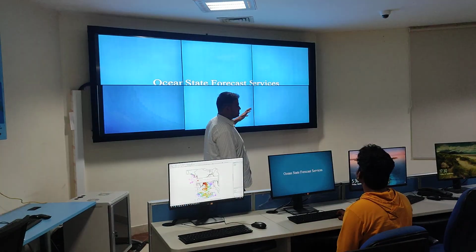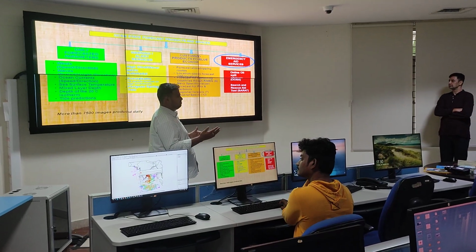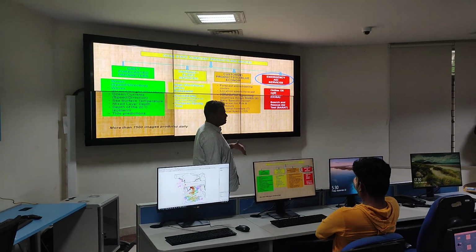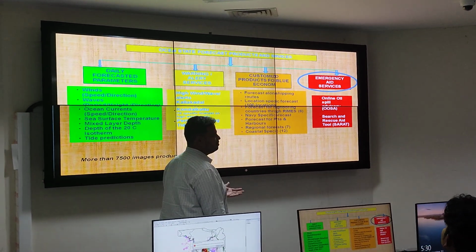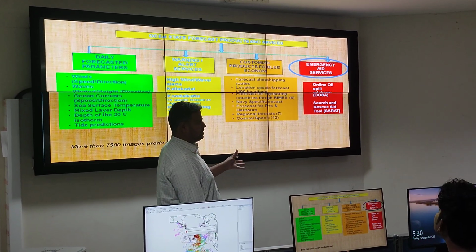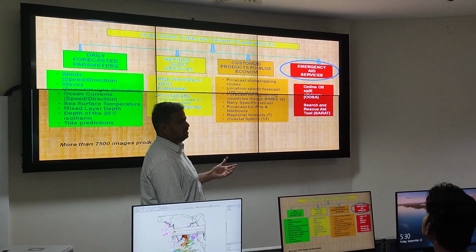The next service is the ocean state forecast. Like IMD forecasts temperature, rainfall and everything, we predict the ocean state. The major parameters to tell the state of the ocean are waves and currents. So here we run numerical models of waves and currents. We run WaveWatch III for numerical ocean wave prediction, and for numerical ocean prediction like currents and SST, we run the ROMS model.